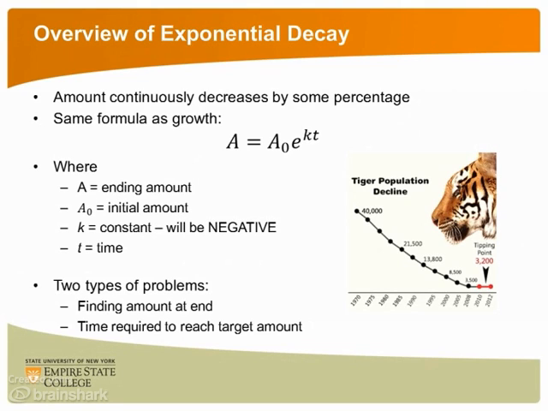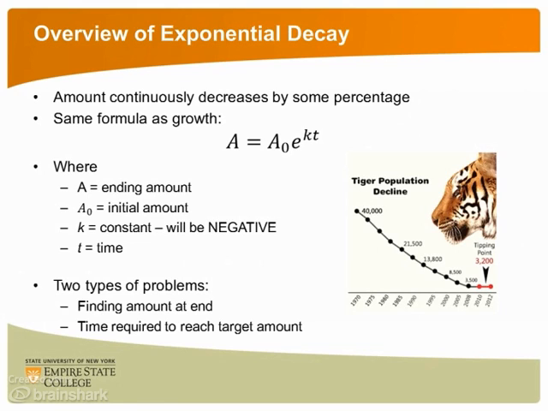Exponential decay models situations where a population continuously decreases by some percentage. It behaves exactly like exponential growth. In fact, it uses the same formula. A, the amount at the end, equals A sub 0, the initial amount, multiplied by e raised to the power of a constant k times t, the elapsed time. The only difference is that for growth, the constant is a positive number, while the constant is negative for decay.